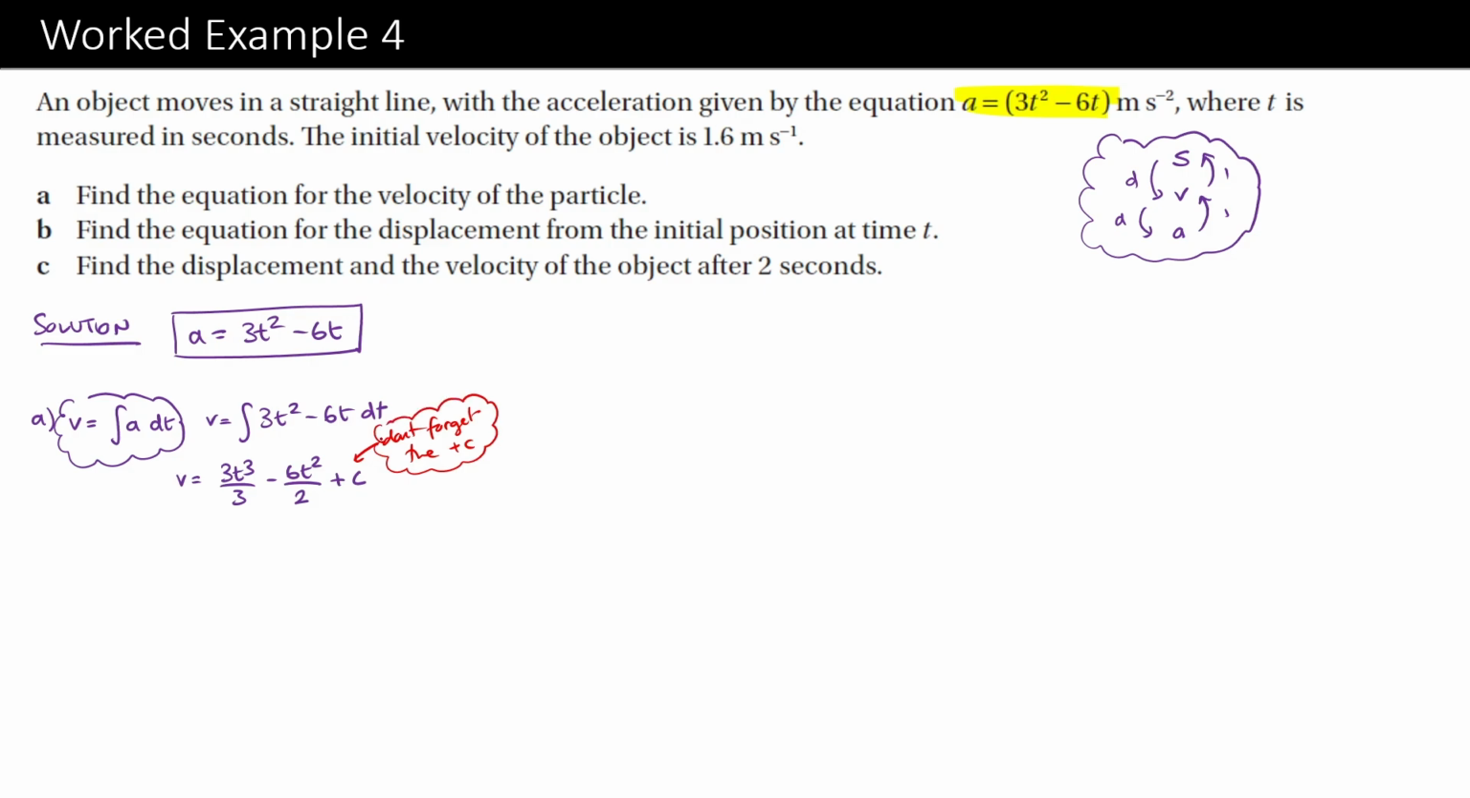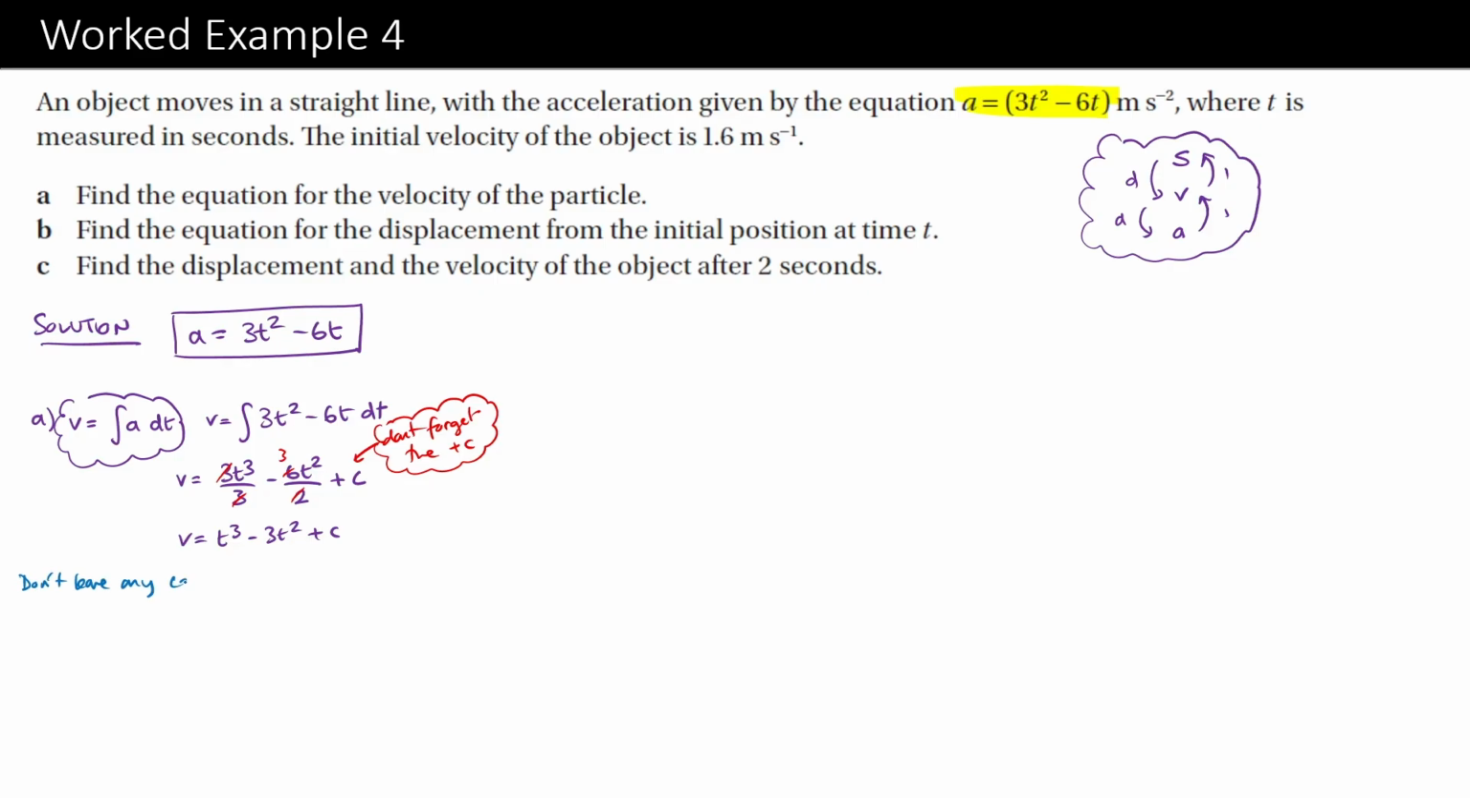Now what we then need to do, you might think to yourself that the only thing left is to maybe simplify, in which case I get a formula v equals t cubed minus 3t squared plus c. Now it won't be explicit in the question, but what you need to do now is to find the value of c.